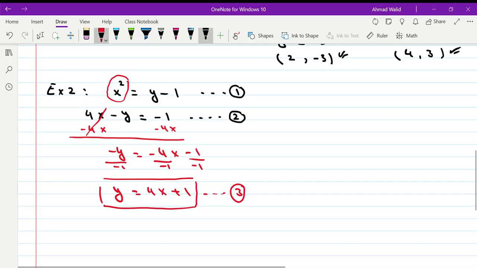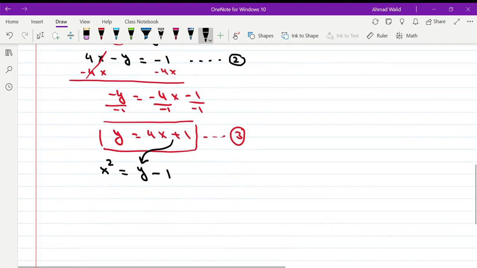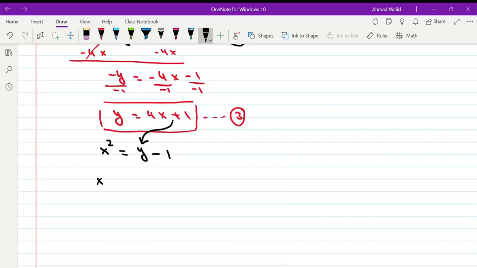Now copy your quadratic or nonlinear equation, x squared equals y minus 1. This is the value of y. You plug it here, correct? It means you end up with x squared equals, you see I'm changing the color so that you understand why y becomes 4x plus 1. Now you can see it, minus 1. And solve this equation. Negative 1, positive 1 cancels out. x squared equals 4x, correct?